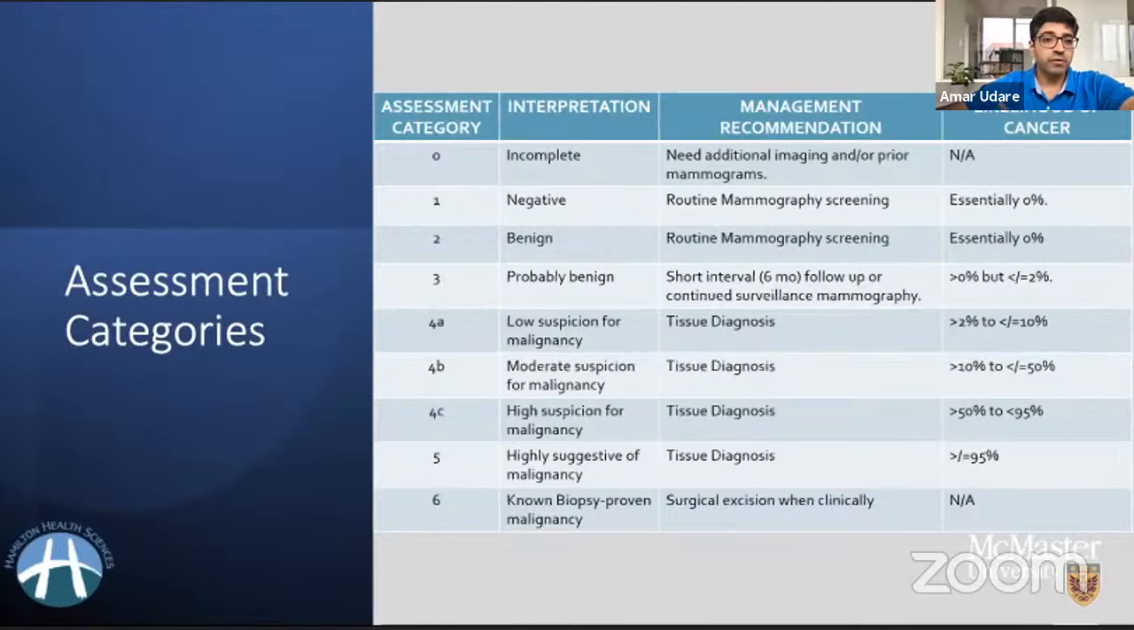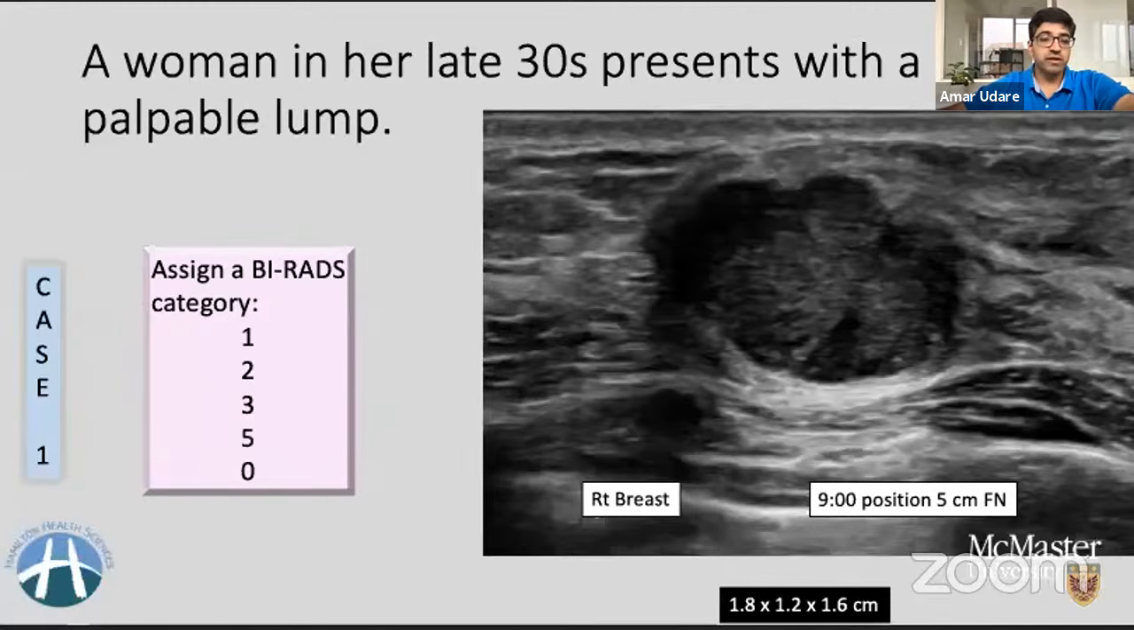Always make sure that you are referring to those cards before you proceed to giving any assessment categories. So again, for those of you who were on the quiz, I'm so sorry for the technical issues which we had with the quiz, but we are going to attempt these questions right here in the presentation. So this was the first case which we showed on that quiz. So pay attention, there is just a single ultrasound image. There's a woman in her late 30s who is presenting with a palpable lump. Look at this image and try to assign a BI-RADS category.